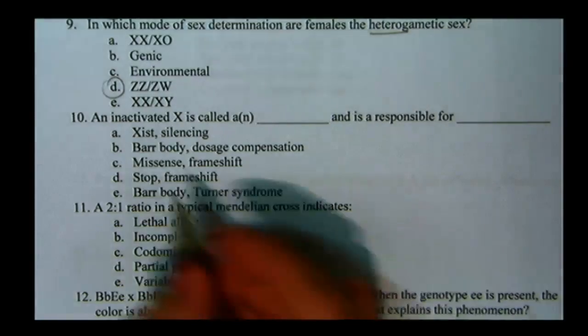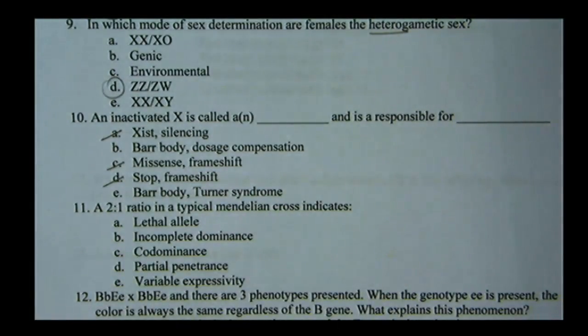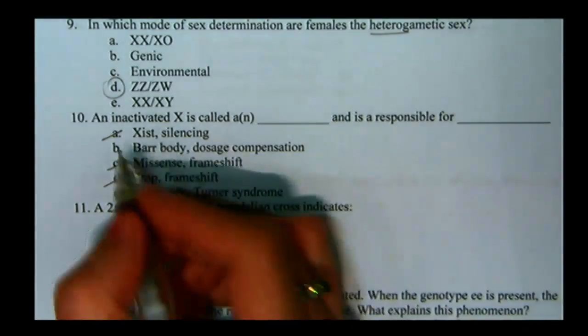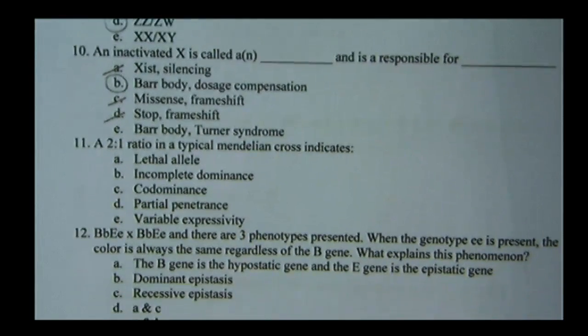And a 2-to-1 ratio in a typical Mendelian cross indicates there is a lethal allele present. If you don't remember all of these ratios, I would definitely go back and check them out, put them on flashcards, something, because it makes questions like these much easier if you remember that.